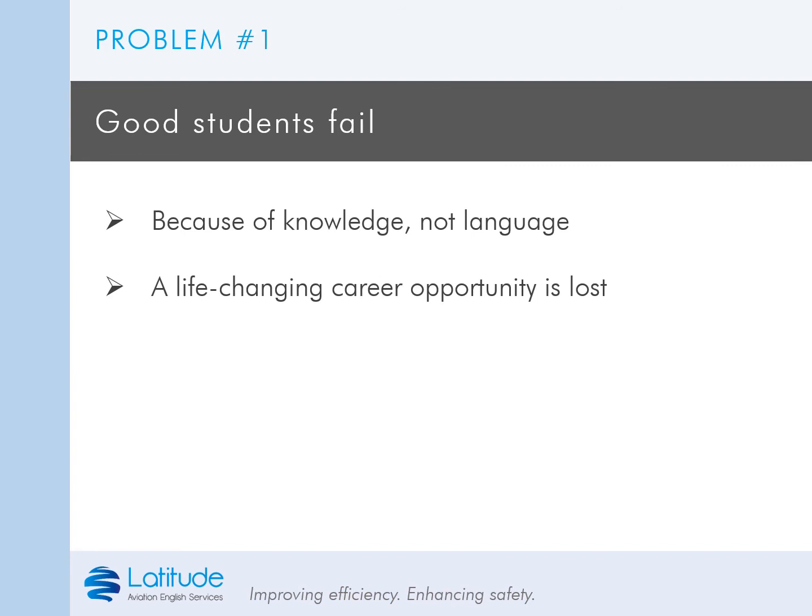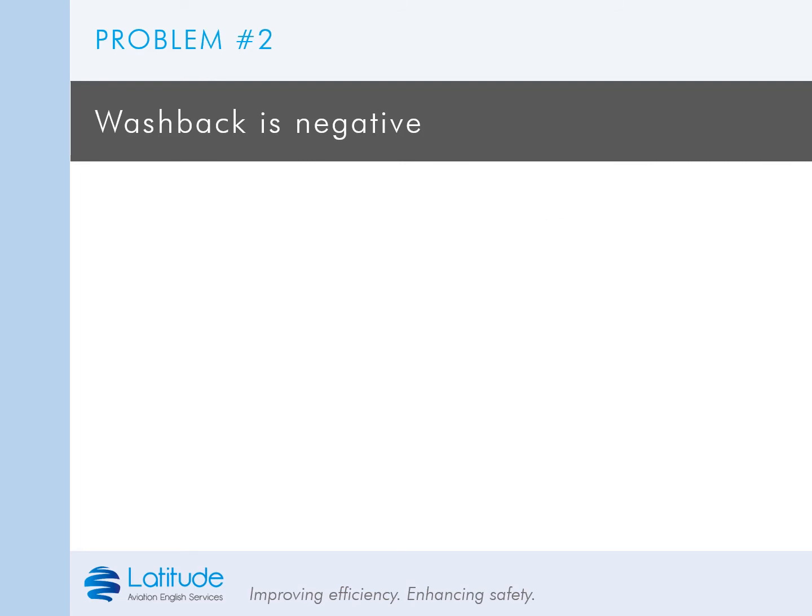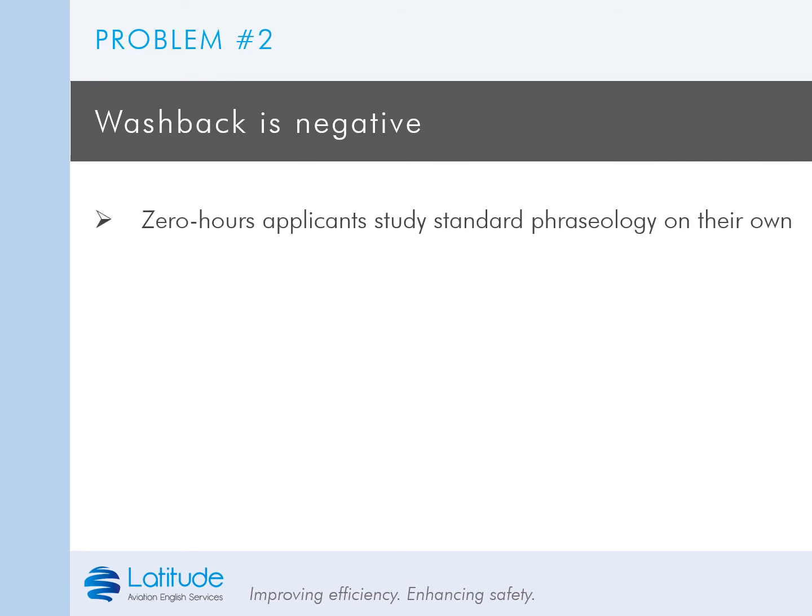Problem 2, test washback is negative. Candidates with 0 hours prepare for the test by learning RT comms on their own, without an expert instructor and without context. This means that they mislearn phraseology, which is a problem for instructors during flight training.